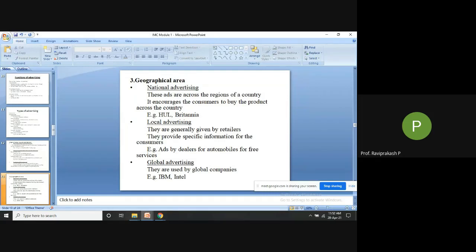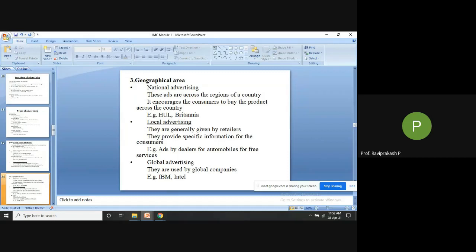For example, it could be jewelers, it could be cloth shops, cloth merchants, it could be any particular thing that is being specially made there. Okay, so those kinds of advertisements are given in local advertising. And next is global advertising. They are used by global companies where a company is having its presence in more than one country or basically many countries, like IBM, Intel, Microsoft, Google.